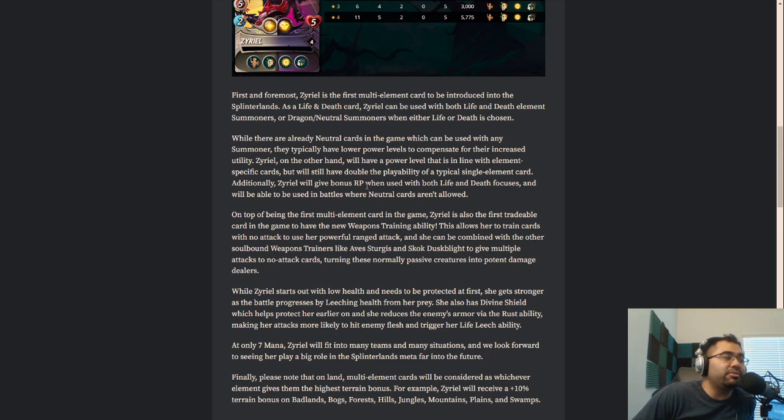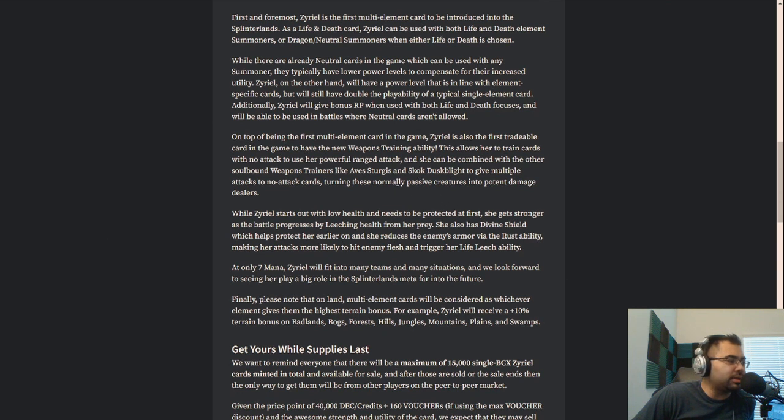Additionally, Zyriel will give the bonus RP when used for both life and death focuses, and I'm assuming as well for promo cards. On top of it being the first multi-element card, Zyriel is also the first tradable card in the game to have the new weapons training ability. So you can't buy any cards with weapons training ability right now, and I know, because my RNG sucks for the soulbound reward cards.